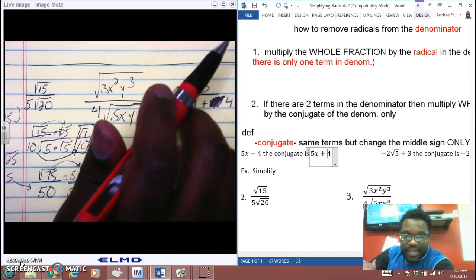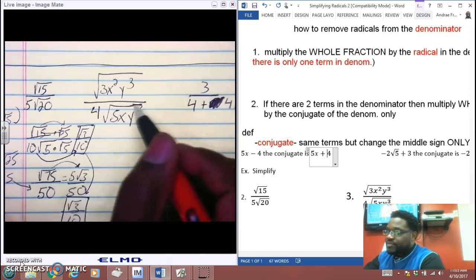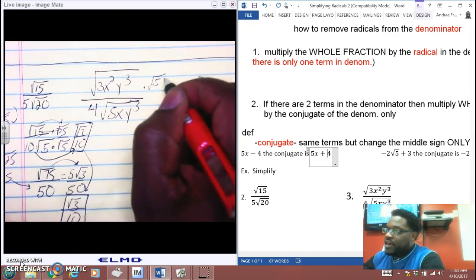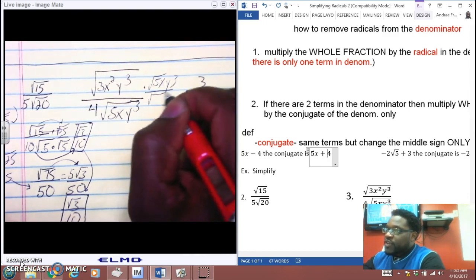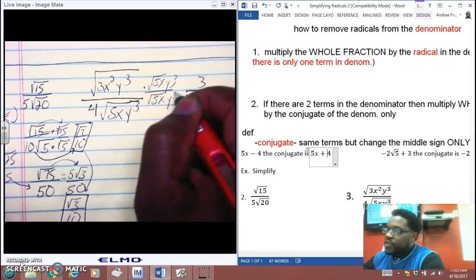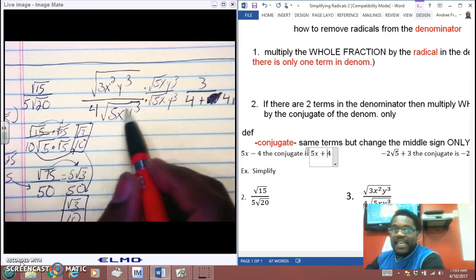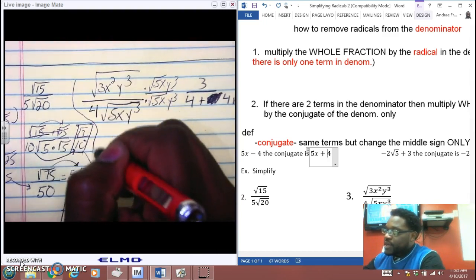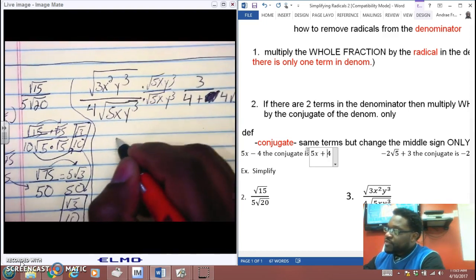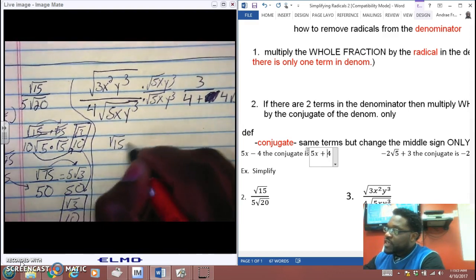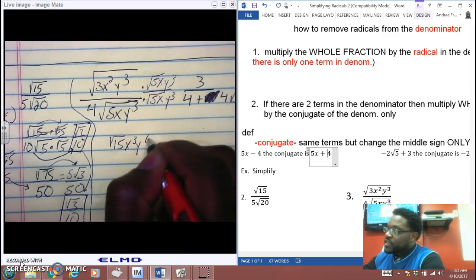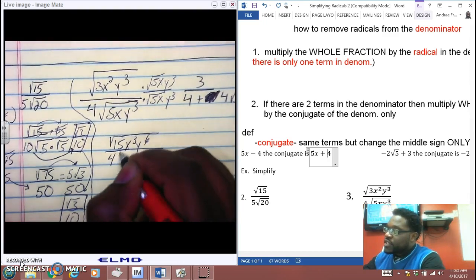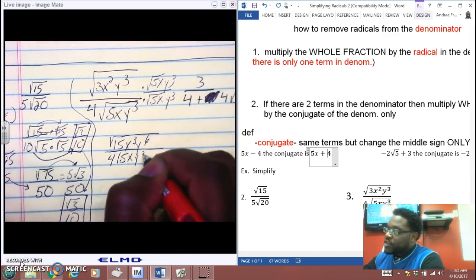I have radicals in the denominator. The first thing I'm going to do is multiply by square root of 5xy cubed over the square root of 5xy cubed. Why? Because I can't have a radical in the denominator. And so when I do that, separating this, I'm going to get square root of 15x cubed y to the 6 over 4 times 5xy cubed.